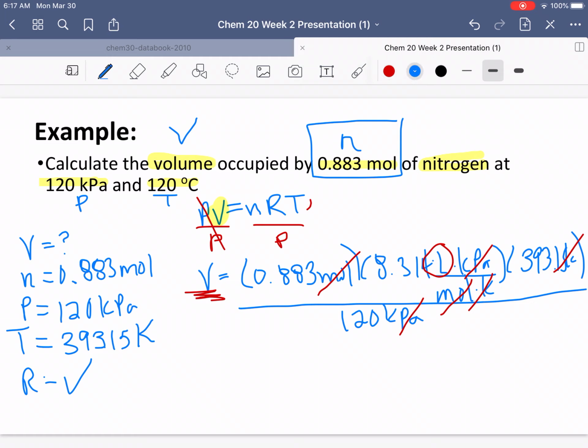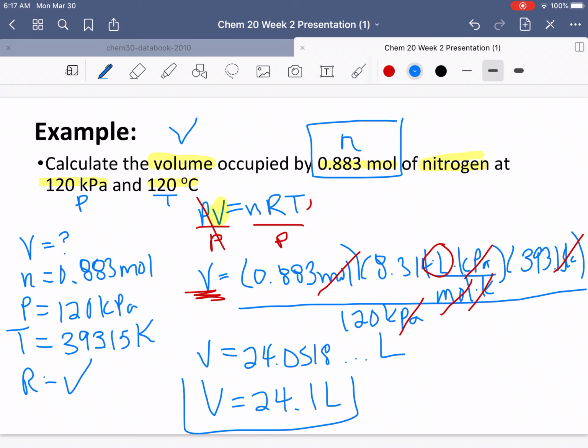At the end here, we can answer V equals 24.0518... It keeps on going, liters. 3 sig digs is our goal, 24.1 liters. Done and done. And honestly, guys, these aren't so bad, right? This is just single variable, no big deal.